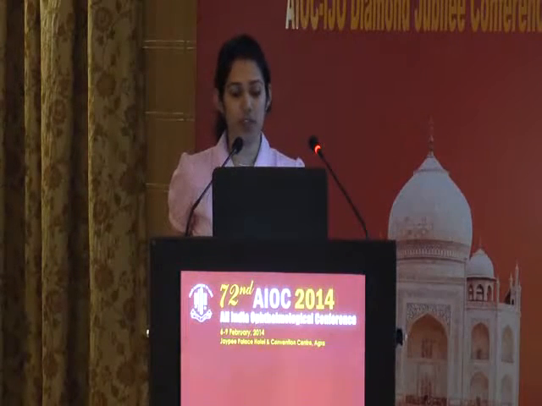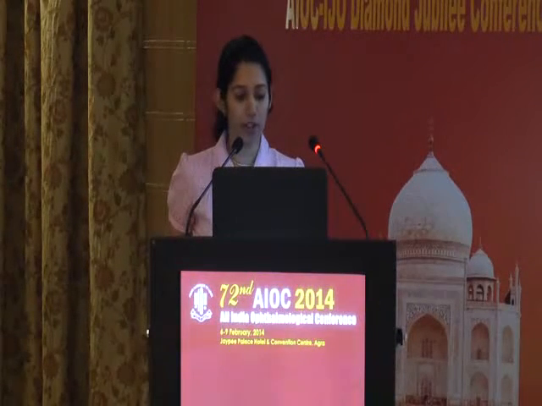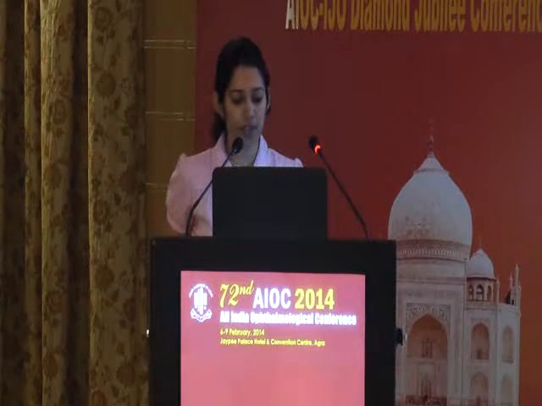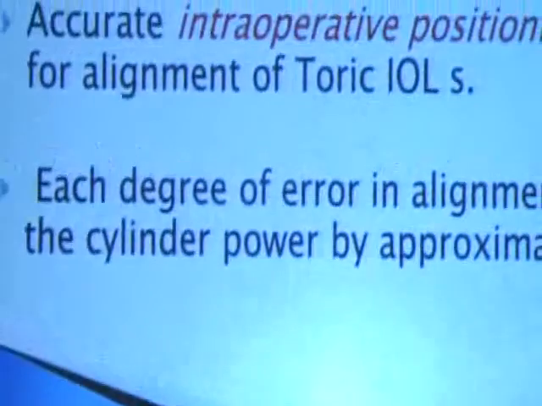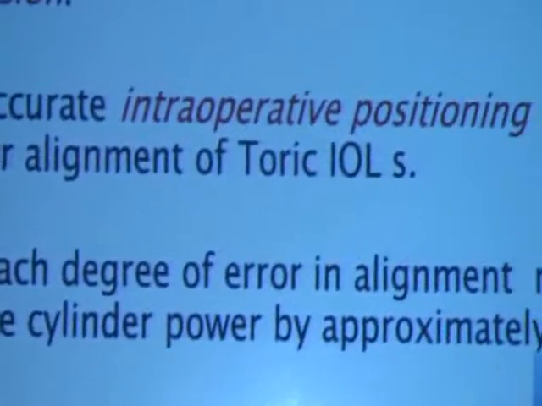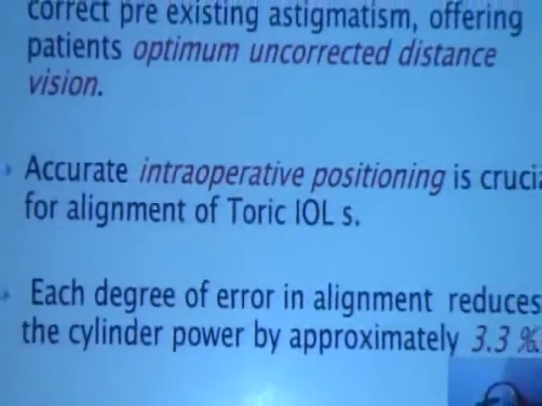Toric IOLs, as we know, provide the opportunity to correct pre-existing astigmatism, offering patients optimum uncorrected distance vision. Accurate intraoperative positioning is crucial for the alignment of toric IOLs, and each degree of error in alignment reduces the cylindrical power by approximately 3.3%.